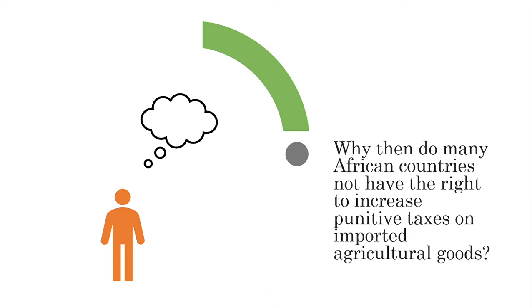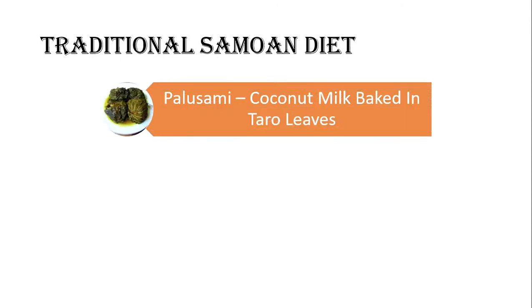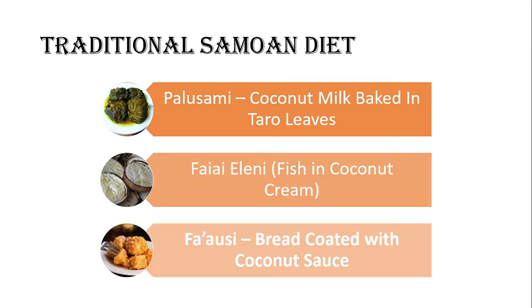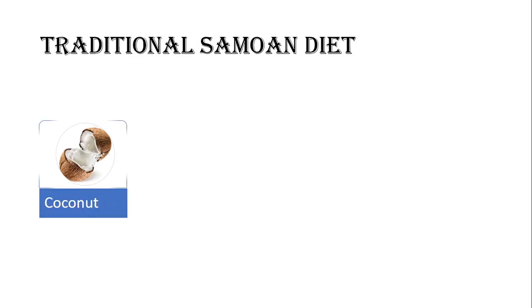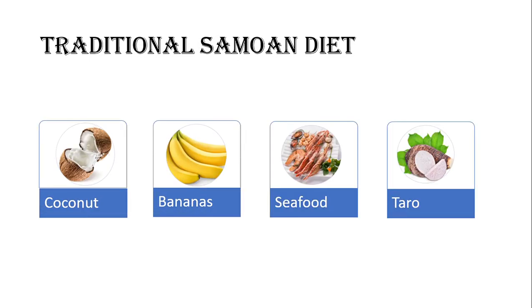And all this while, I've been talking about the exploitative nature of free trade due to unfair agreements. But the effects are equally terrible. For instance, thanks to free trade, the US now exports its diet to every corner of the world. Take Samoa. The traditional Samoan diet consists of coconut milk baked in taro leaves, fish in coconut cream, bread coated with coconut sauce, and the list goes on. Basically, coconut, bananas, seafood, and taro, which are healthy. They decided to export turkey tails to Samoa where food was scarce.